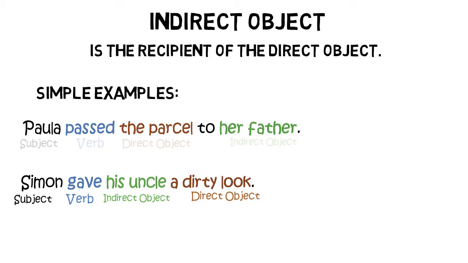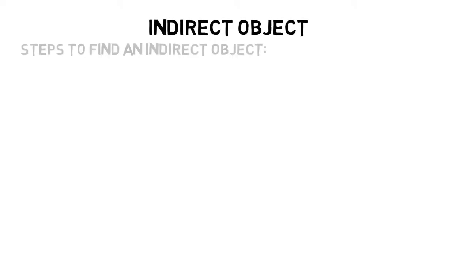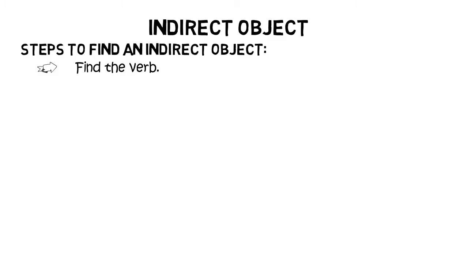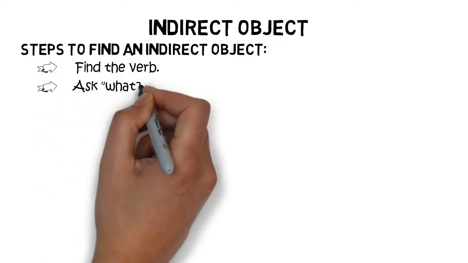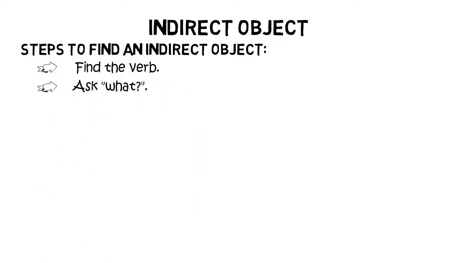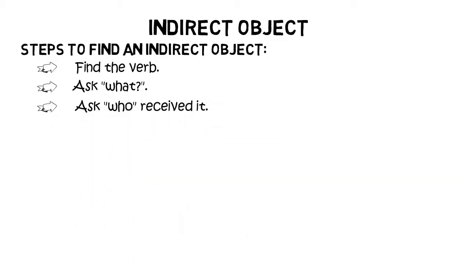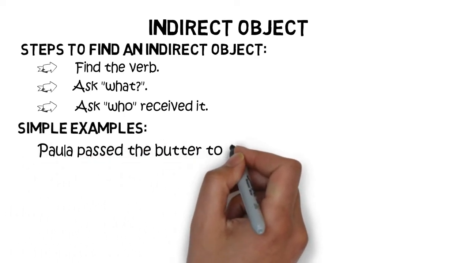In this video, all the verbs are going to be in blue, all the direct objects are going to be in brown, and the indirect objects are going to be green. Let's look at some steps to find an indirect object. So start by finding the verb, and then ask what. That gives you the direct object. And then ask who received it, and that gives you the indirect object.